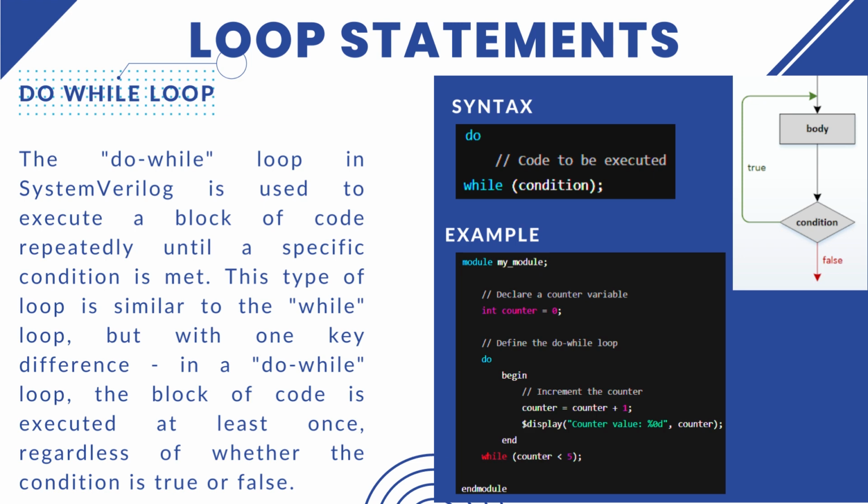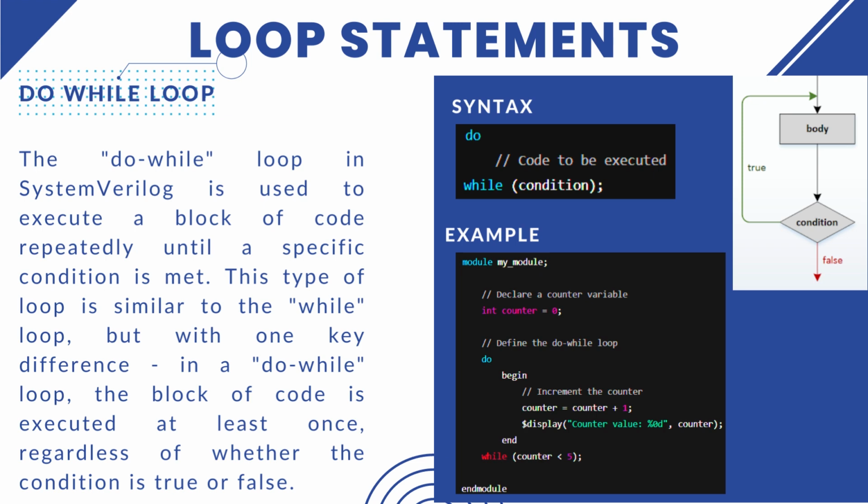If the condition is true, the program will move back to the execute block of code box and execute the code within the loop again. This process will continue until the condition becomes false, at which point the program will move to the end of the loop and continue executing the remaining code.